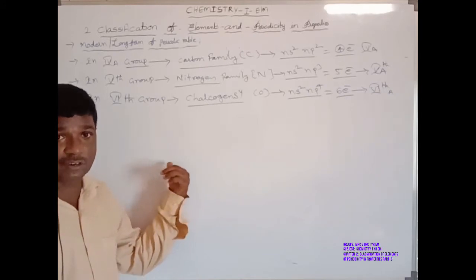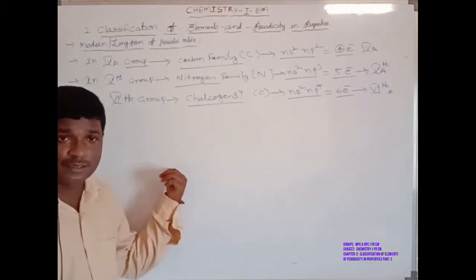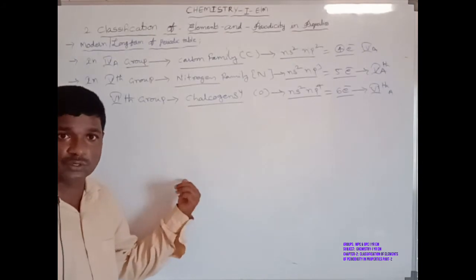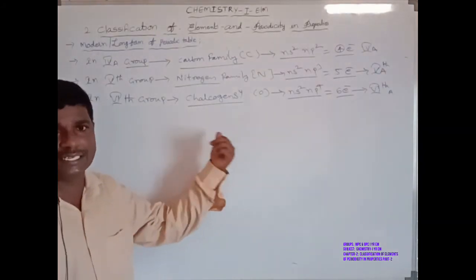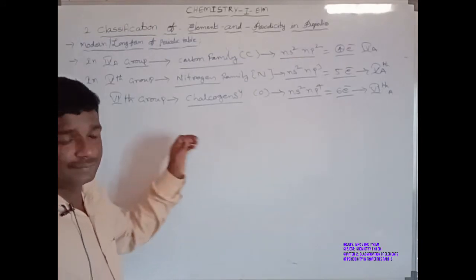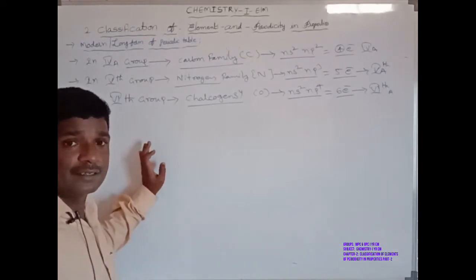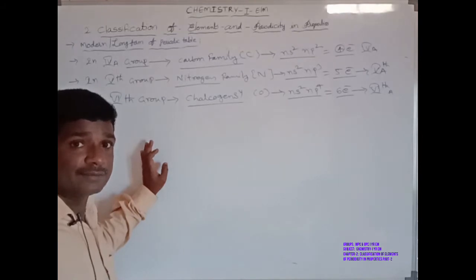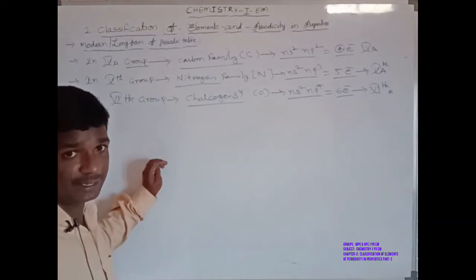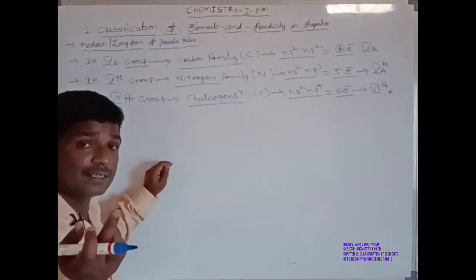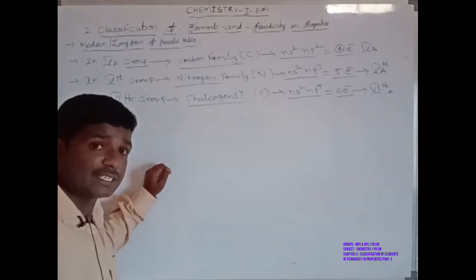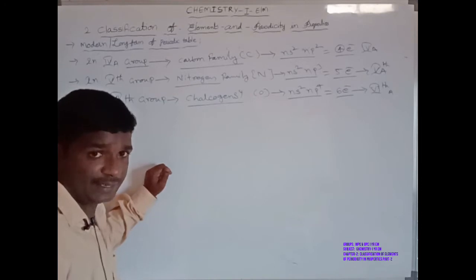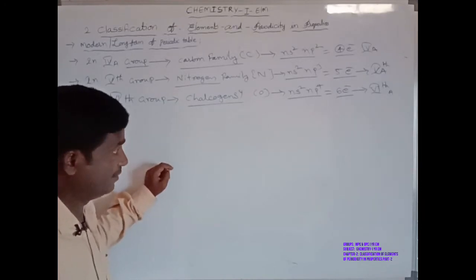How many horizontal rows are present in the modern periodic table? 7 horizontal rows. How many vertical columns are present in the modern periodic table? 18 vertical columns. How many known elements are present? 118 elements are known. How many elements are natural elements? 92 elements. How many elements are artificial elements? 26 elements are the artificial elements.